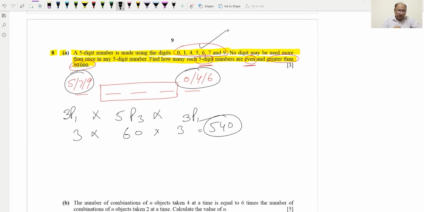Now there will be another option which we can take, which is starting with 6 and ending with 0 or 4.